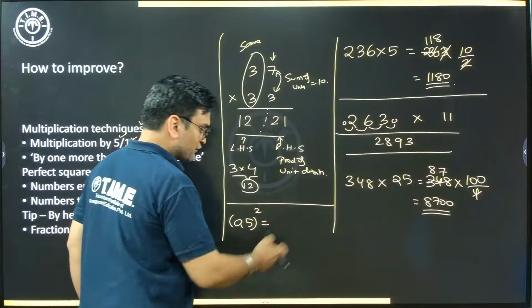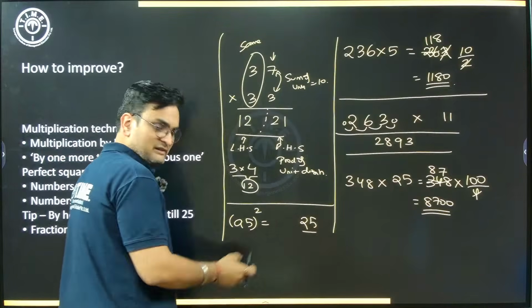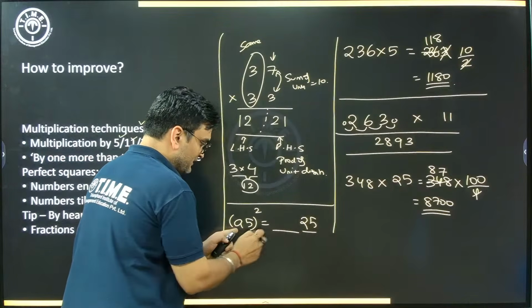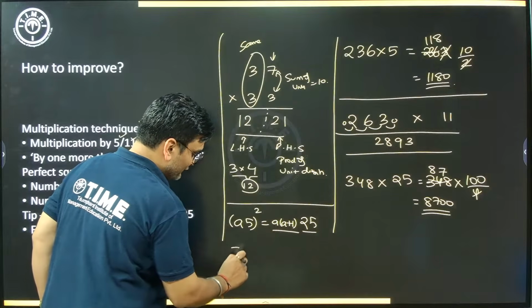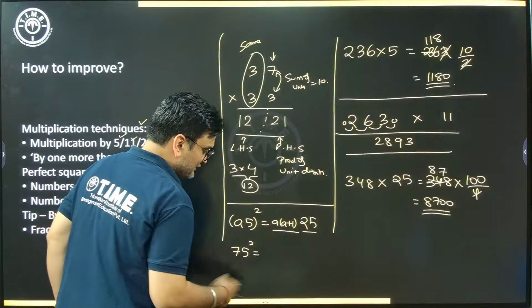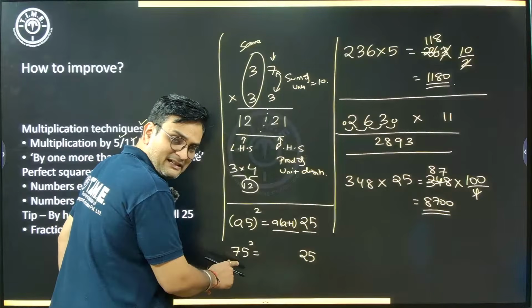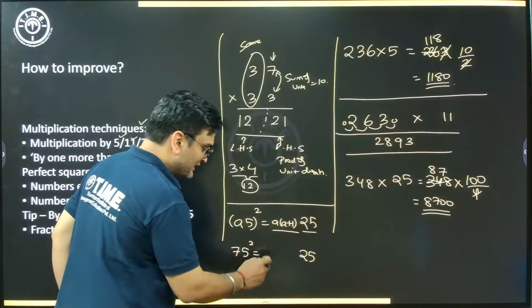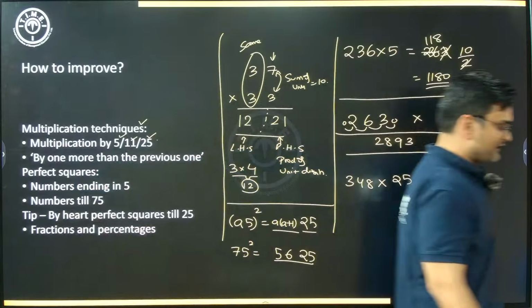So A5 whole square will always end with 25, and the remaining part of my answer will be nothing but the remaining number into one more than that. Example, I want to find out 75 square. 5 square will give you 25. The remaining number is 7, so 7 multiplied by 8 will give you 56. So 5625 is what we get here.